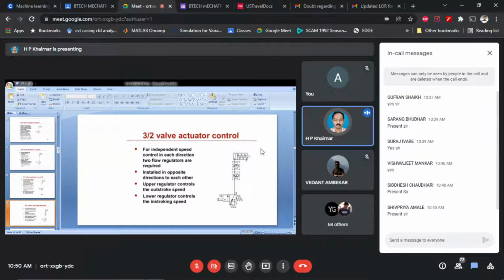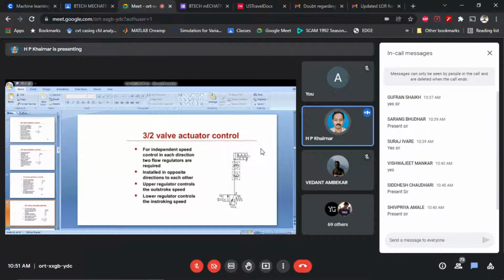This is another interesting addition to the previous circuit. Now what they are saying is that this is for independent speed control. We have seen the independent speed control in the 2 by 2 wall. Now this is the independent speed control in the 3 by 2 wall. So for independent speed control in each direction, two flow regulators are required, installed in opposite direction to each other. The upper regulator controls the outstroke, the lower regulator controls the in-stroke position. So we can imagine here, as the arrow is indicating in that wall with the flow, for that inlet there is another non-return wall, and for outstroke there is another. So these two independent speed controls are possible over here.